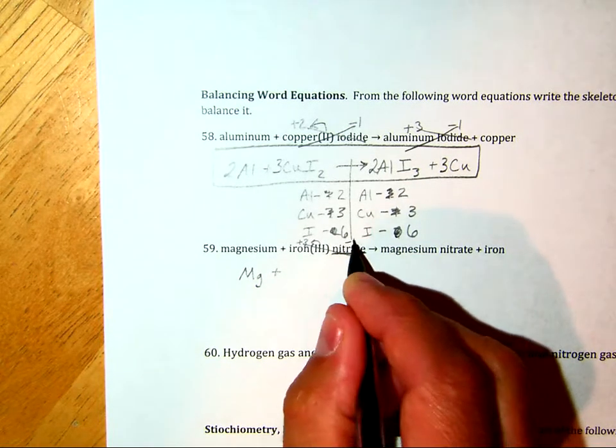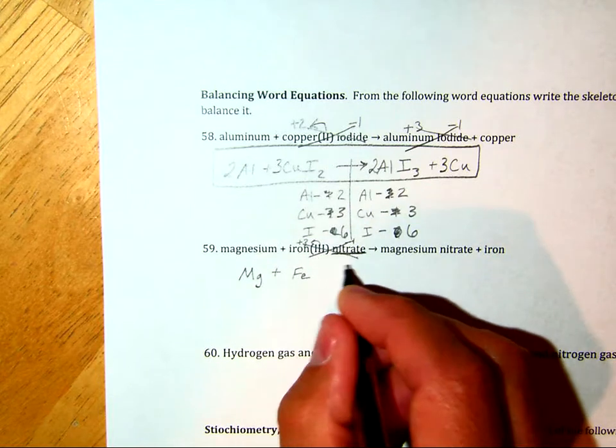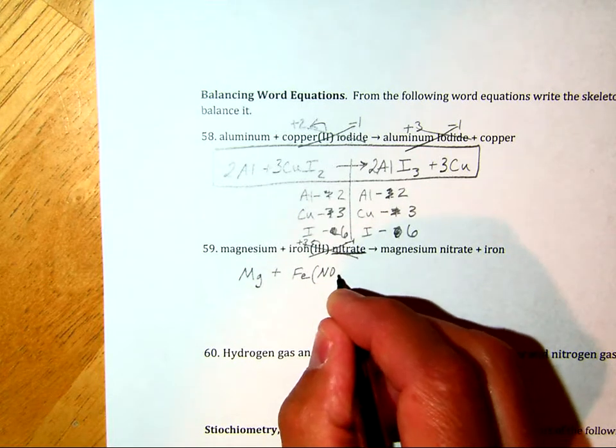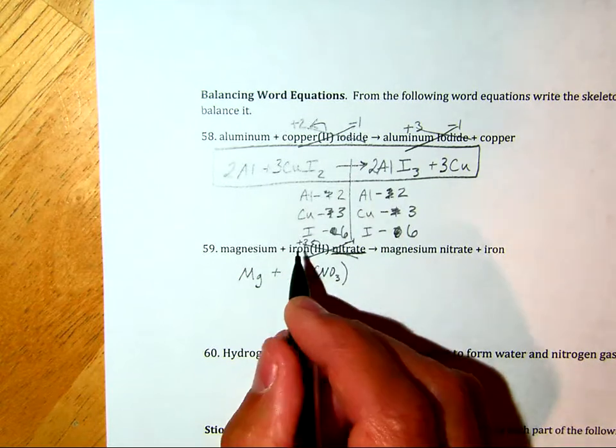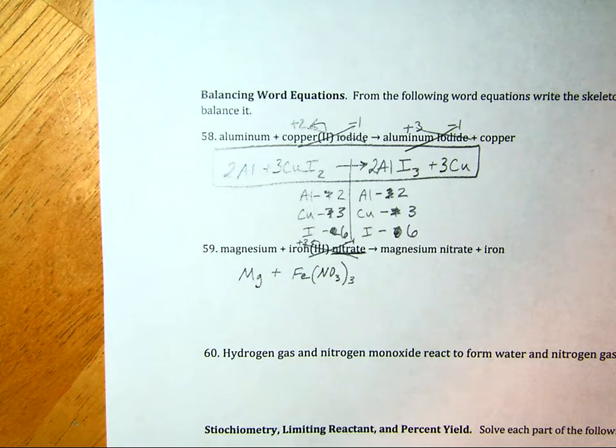Let's crisscross it. Iron is Fe. The 1 goes there. Now this is polyatomic, so NO3 needs to be put in parentheses. This 3 goes on the outside of the parentheses.